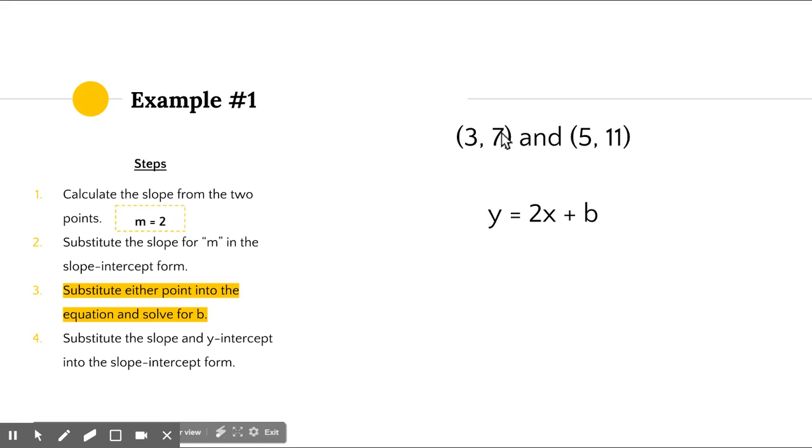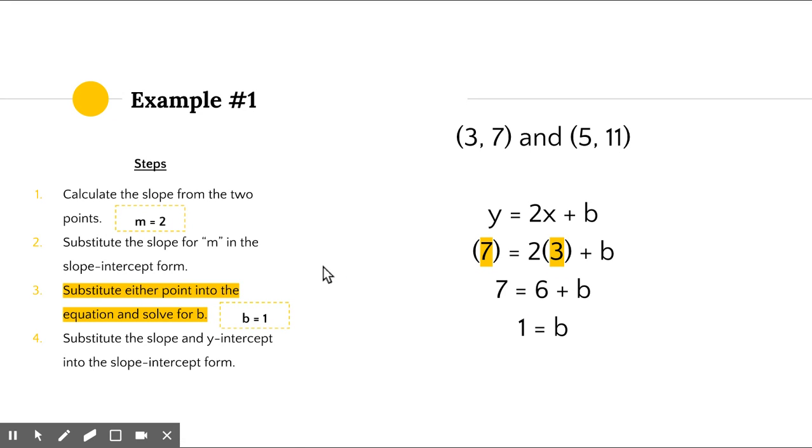And it doesn't matter which point you choose. You can choose the first point or the second point. Both will give you the same exact y-intercept, no matter what you choose. So in this case, I'm just going to choose the first point. So I took the x, or the 3, and plugged it into x, and the 7 and plugged it into y. So 2 times 3 is 6. And if I subtract 6 on both sides, I find out that my y-intercept is going to be 1. So we've got our slope, we've got our y-intercept, which means we're now ready to write our equation.